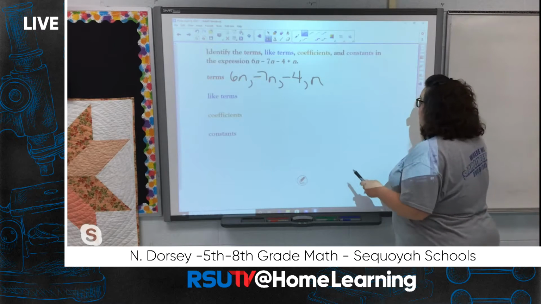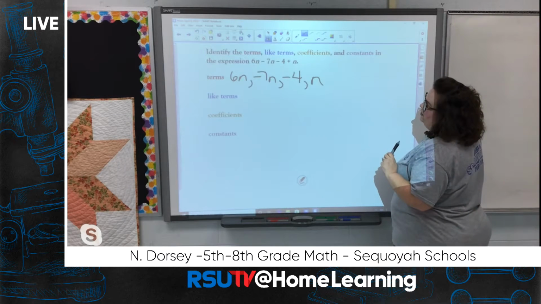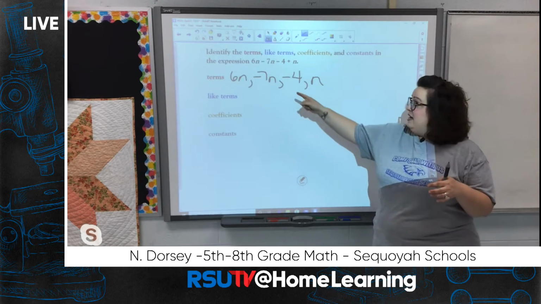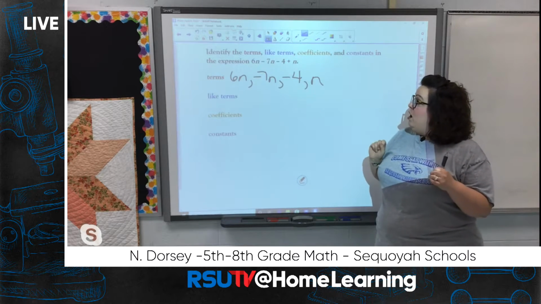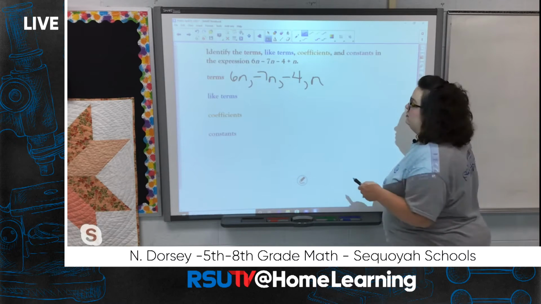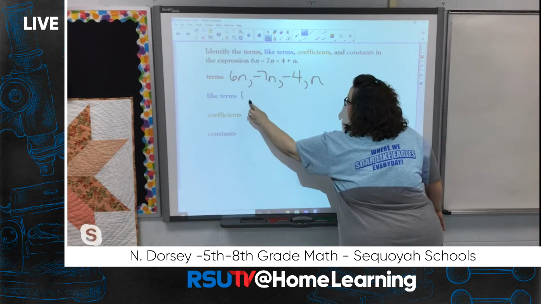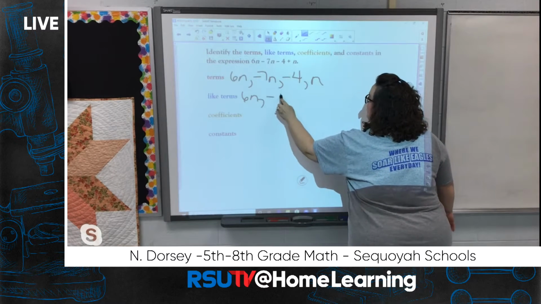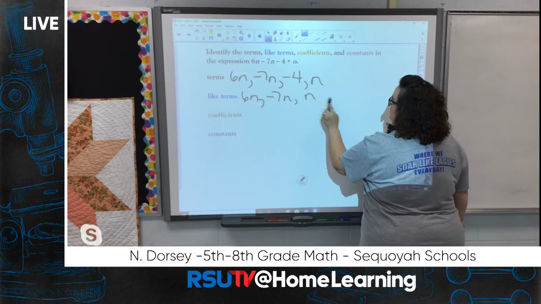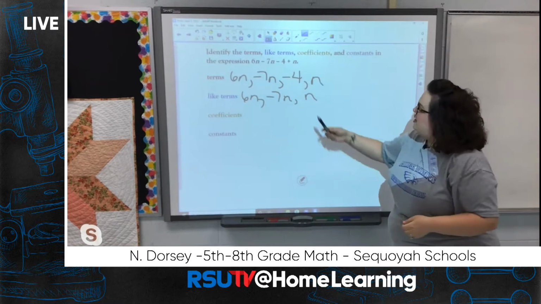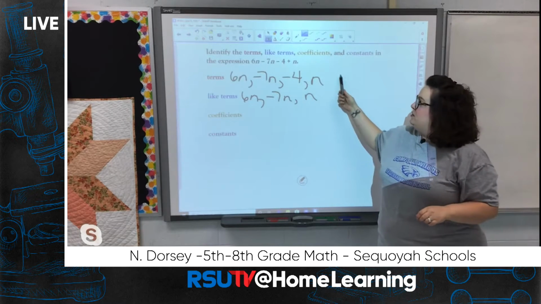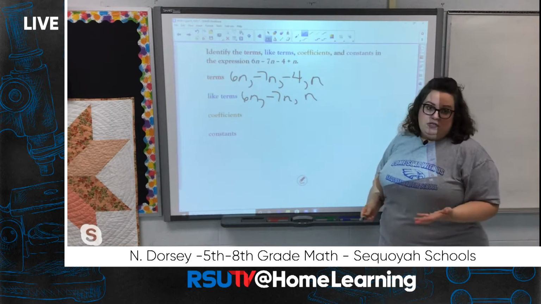Okay, so let's go to the like terms. The like terms would be anything that are the same. So anything that has an n or a constant that stands by itself that can be put together with something else. So our like terms are 6n, negative 7n, and n. I can't put anything with the negative 4 because there aren't any other numbers that stand alone that can be put together with it.